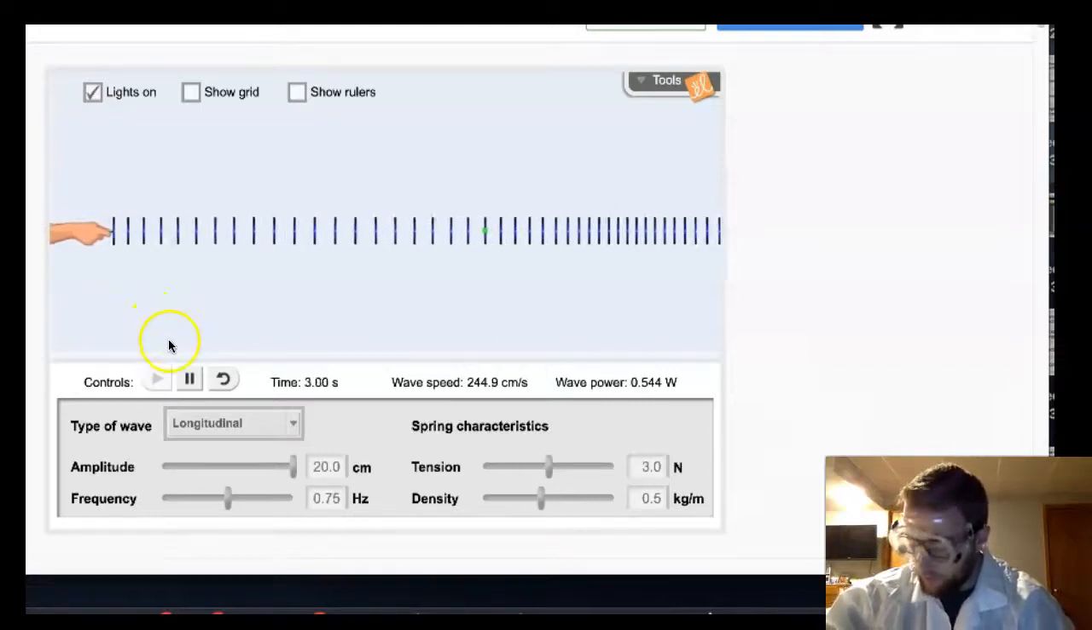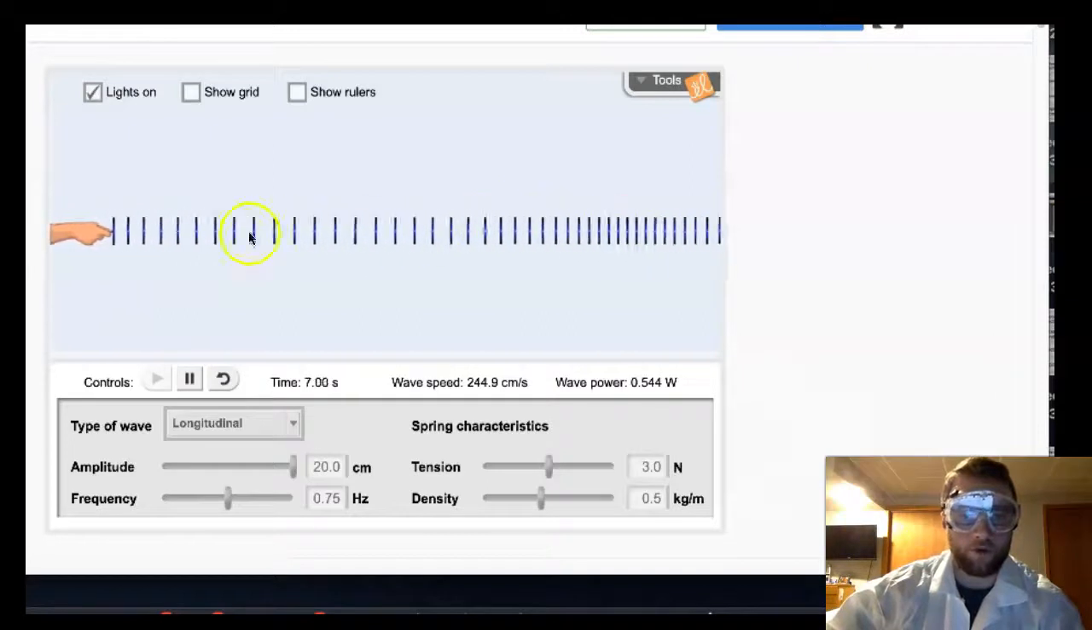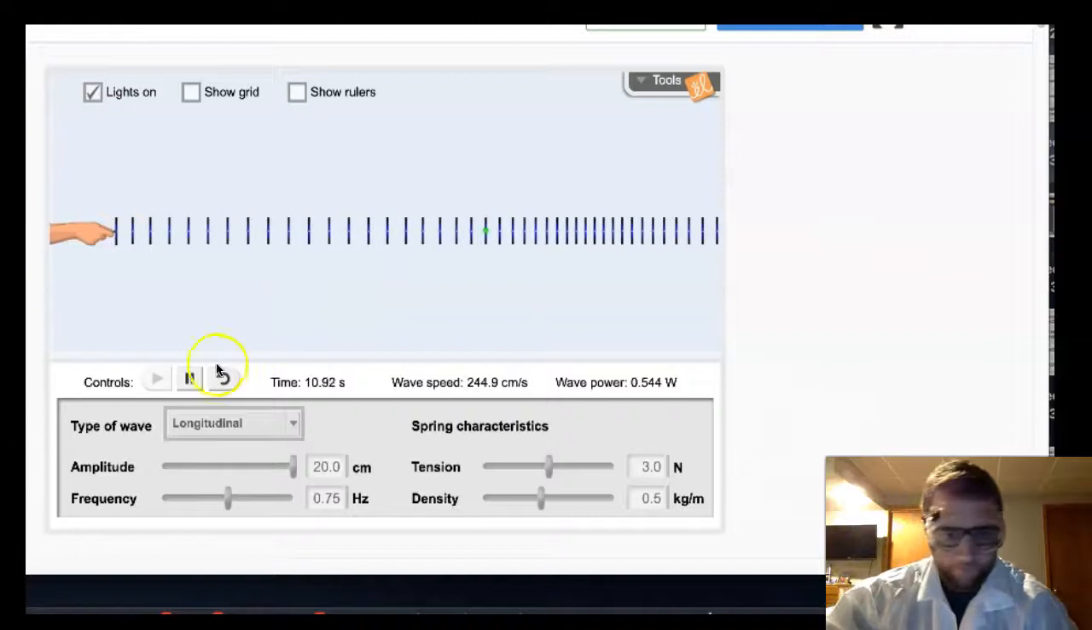How would you describe the motion of a longitudinal wave? How would we describe the motion of this wave? Click pause.